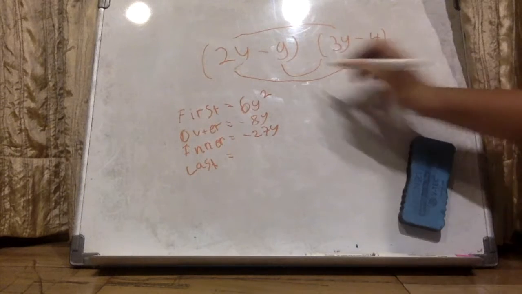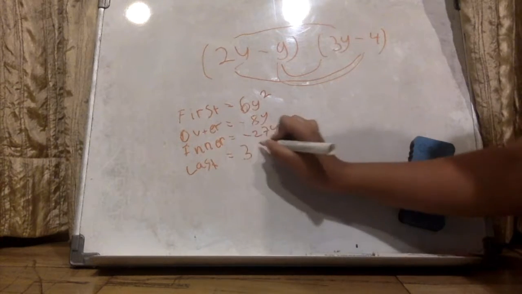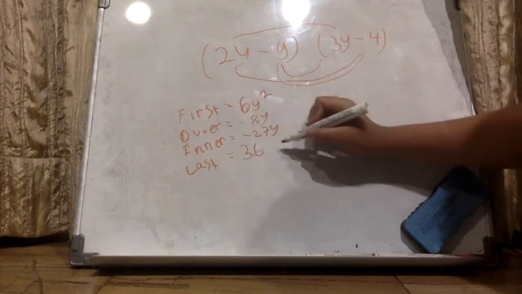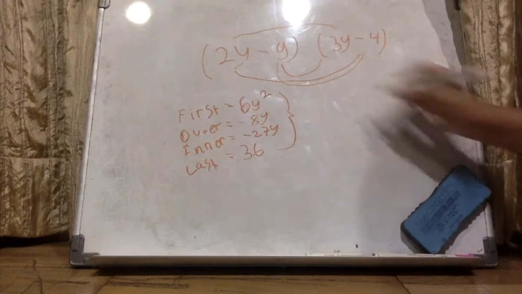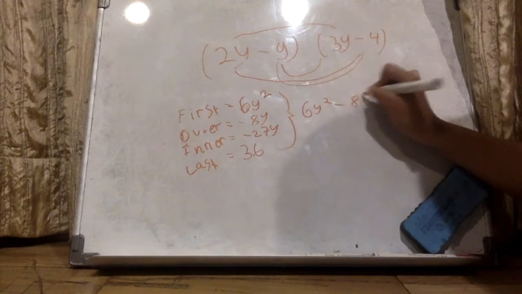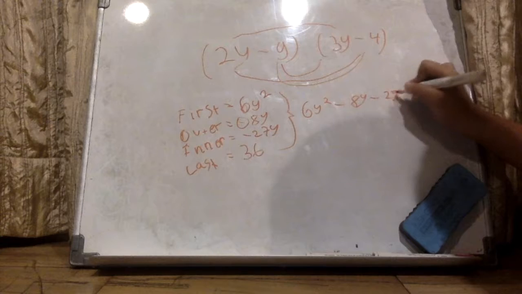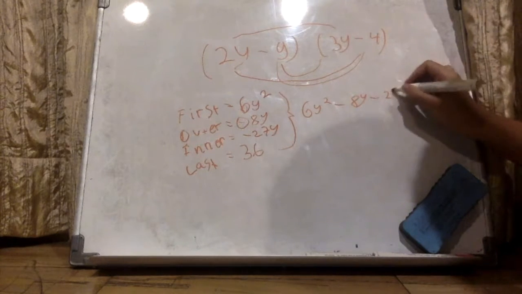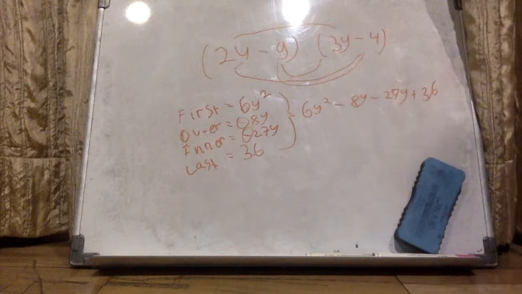Last is going to be, of course, negative 9 and negative 4. Because it's a negative and a negative, if they times each other, they're going to be a positive. So it's basically going to be 36. So all of these we already expanded. We need to make it into one equation in order to simplify it. So 6y squared minus 8y, because there's a negative, minus 27y, because also a negative, and plus 36 because there's a positive.